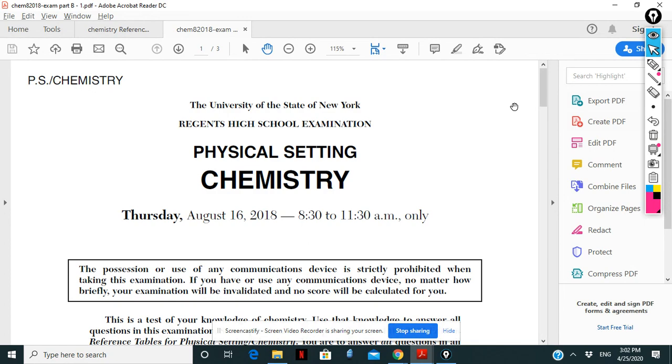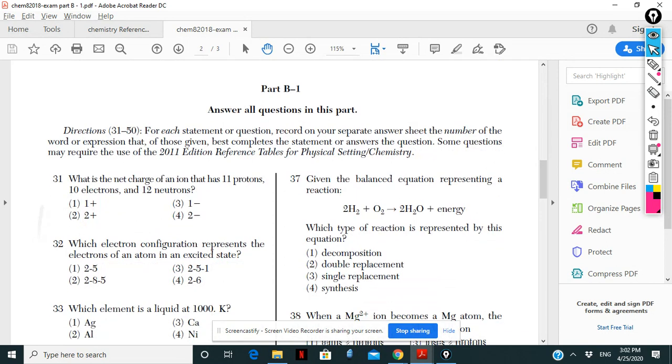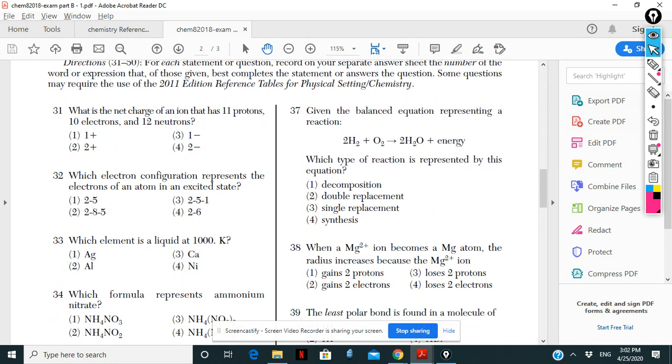Today we're going to continue doing the Chemistry Regents for August 2018. Now we are doing part P1. What is the net charge of an ion that has 11 protons, 10 electrons, and 12 neutrons?